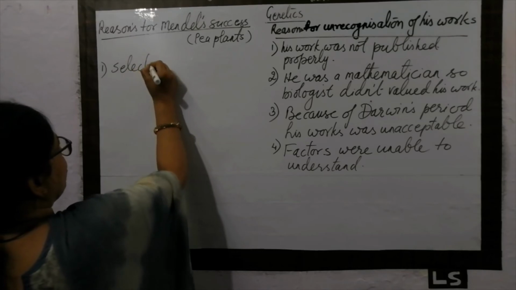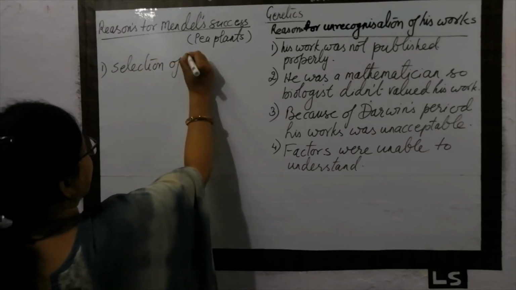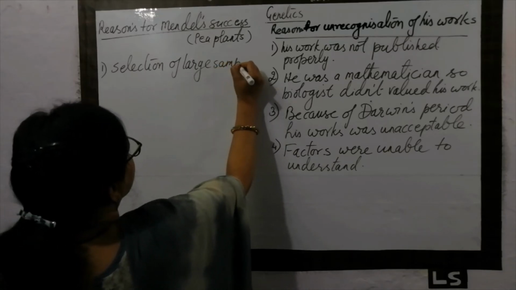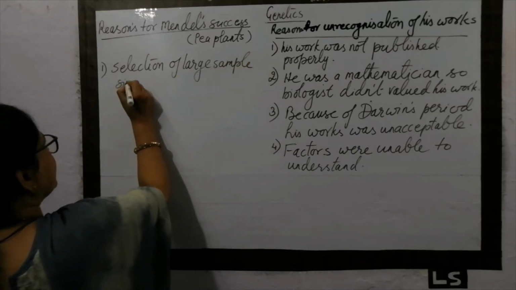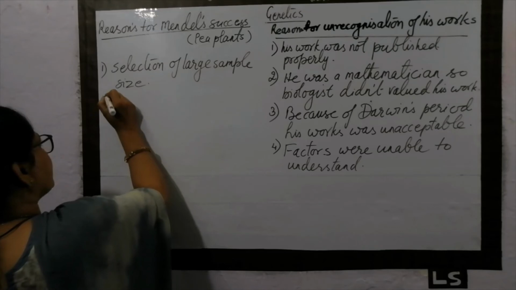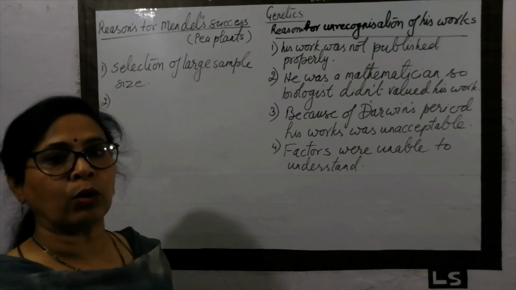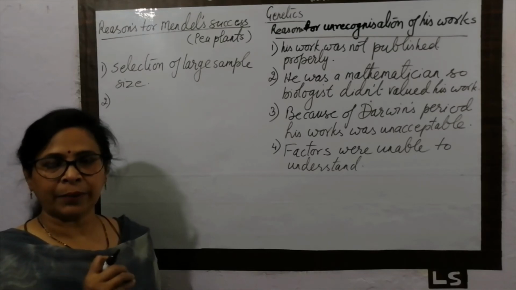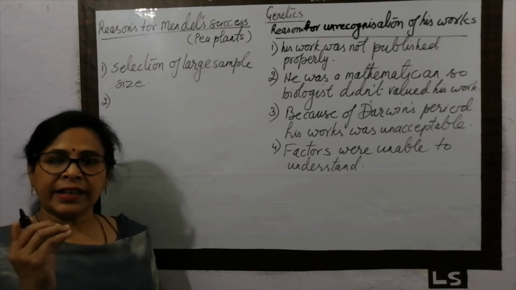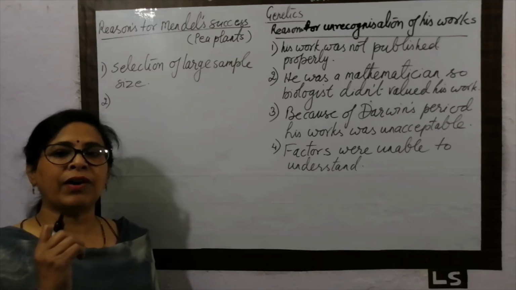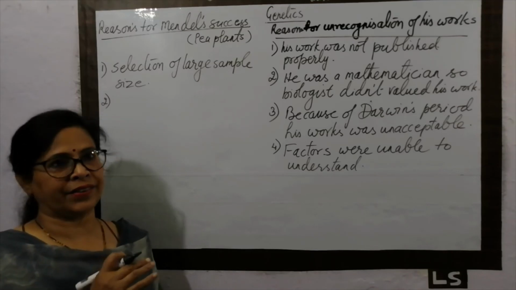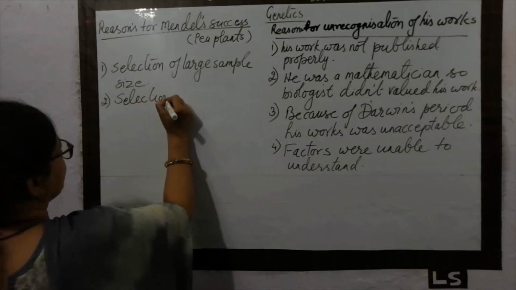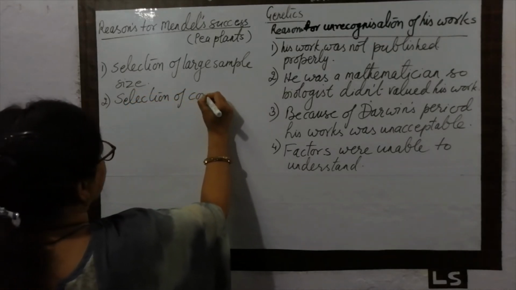Selection of large sample size. If the sample size is large, it is very easy to calculate accurate results. Okay. He selected the pea plant because he found contrasting characters in it. The second is the selection of contrasting characters.